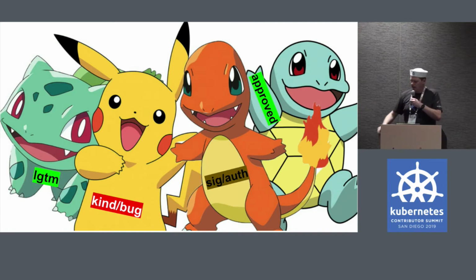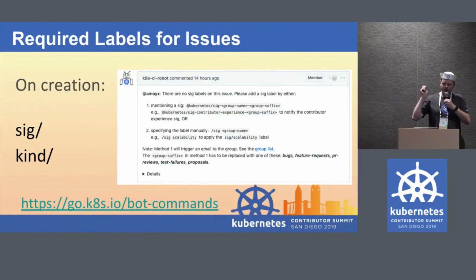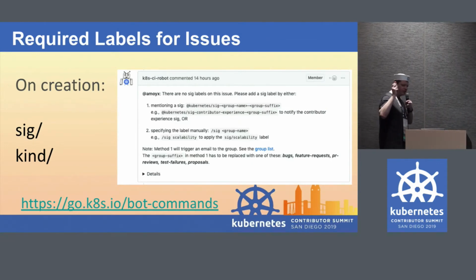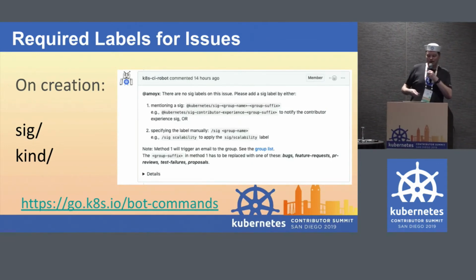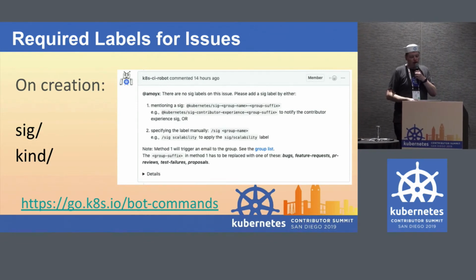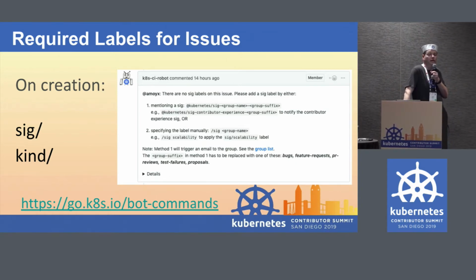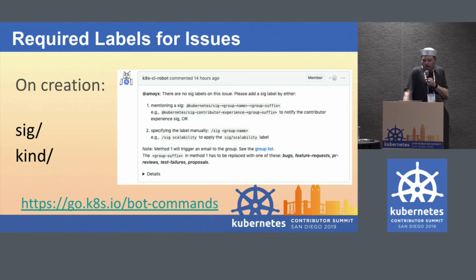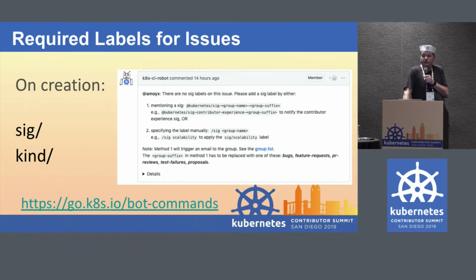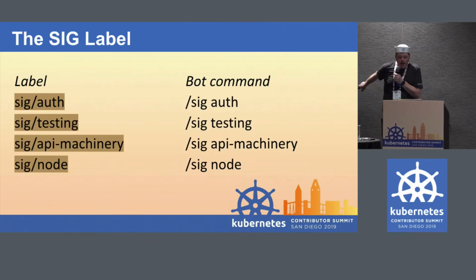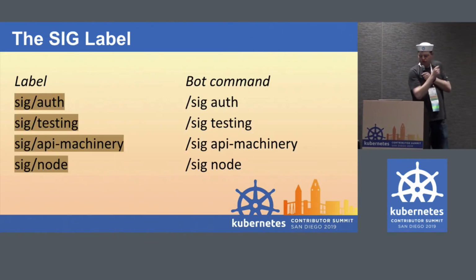But there are a few required ones, I believe. We're going to go with, on creation, you need the SIG and the kind. So if you noticed the bot, K8s CI Robot here, the bot commands are right there. It's always there to help. So you can always, right there in GitHub, type /help and K8s CI Robot is there. Add a SIG, like SIG scalability, and the kind of issue that it is. Is it a bug? Is it a feature request? And so forth.